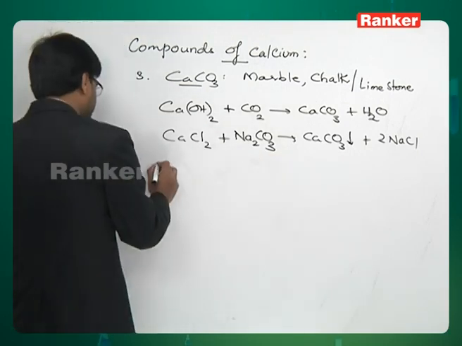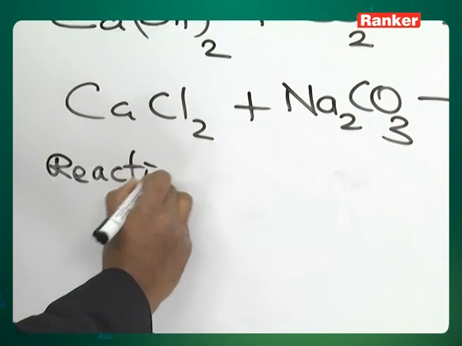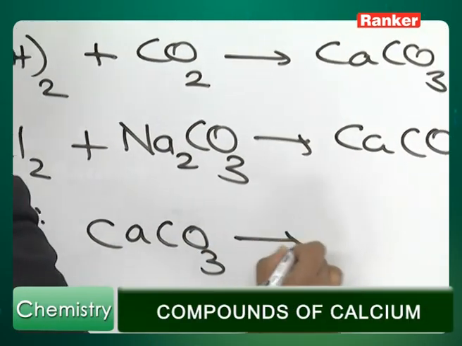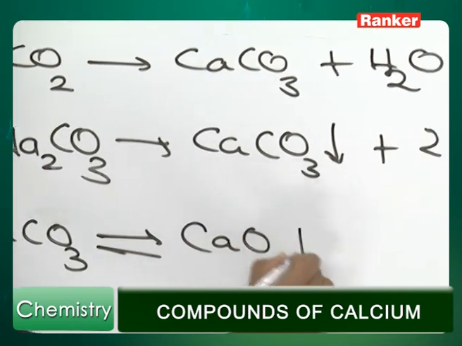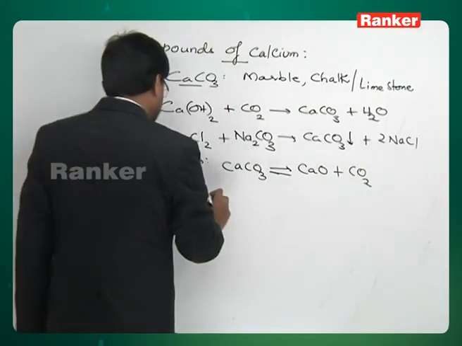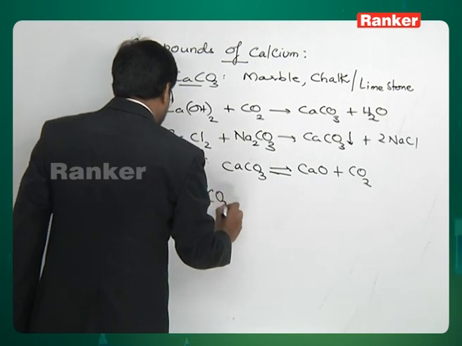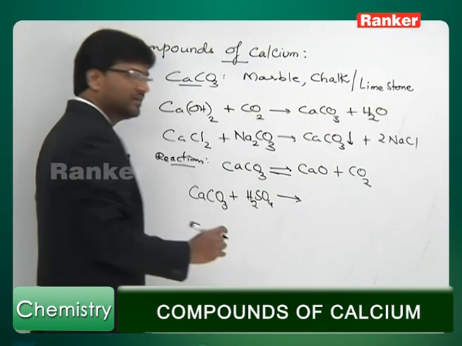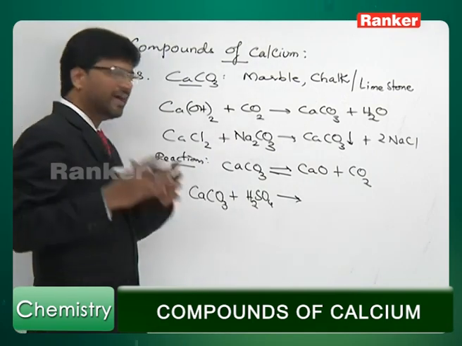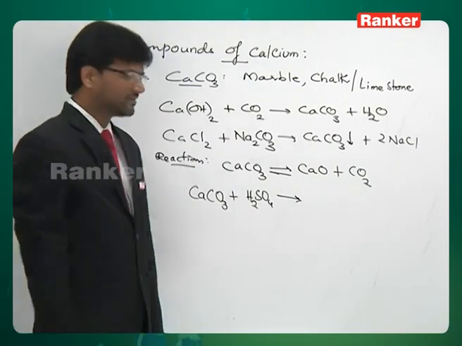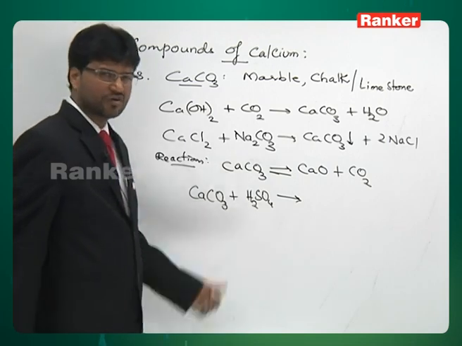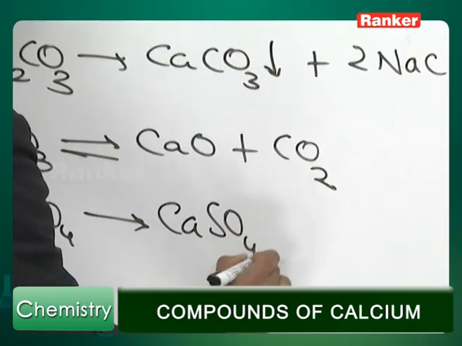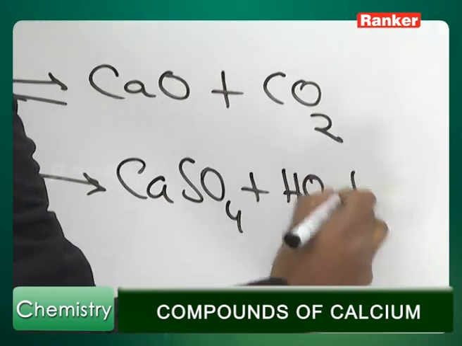Regarding reactions of calcium carbonate, when CaCO3 is heated, you know very well, it gives calcium oxide and carbon dioxide. This is one reaction. Even CaCO3, if you react with any mineral acid, say sulfuric acid, hydrochloric acid, it will produce carbon dioxide gas. Any acid which is stronger than carbonic acid on reaction with any carbonate salt will produce carbon dioxide gas. So you get CaSO4, water and carbon dioxide.